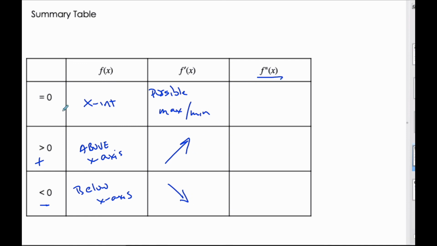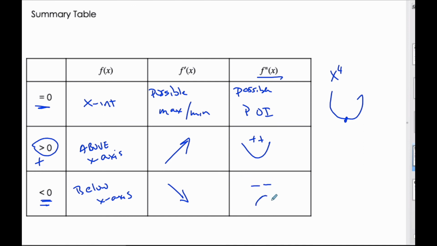Similarly, if I now look at the second derivative, if the second derivative is 0, there is a possible point of inflection. Now, there's no guarantee with that, because if you look at x to the power 4, you can clearly see that if this is the graph, if you do the calculus on here, this is not a point of inflection, though this is where it will equal 0. You can investigate that to know more clearly on your own. But if my second derivative is positive, then it is concave up. And if my second derivative is negative, then I have concave down.